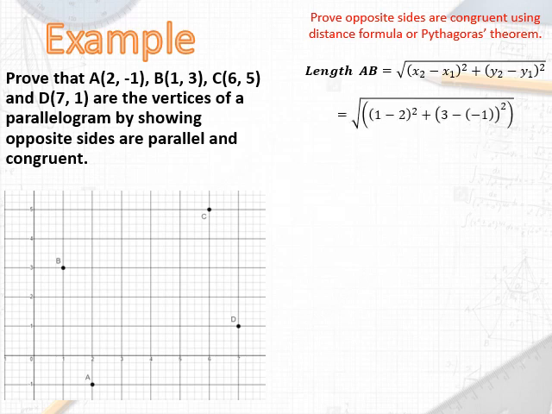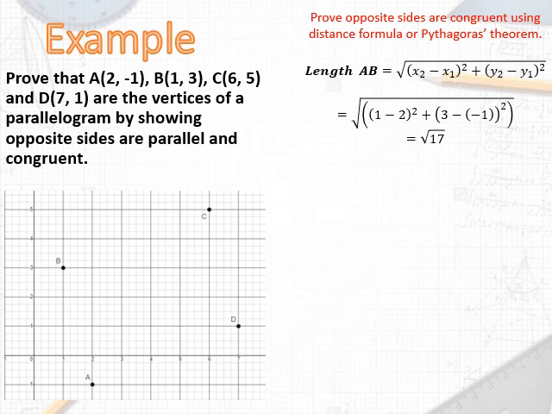So I sub in my numbers, I get 1 minus 2, which is -1, squared is +1, plus 3 minus -1, so it's going to be 3 plus 1 squared, which is 4 squared, which is 16. So 16 plus 1 is 17. Final answer, square root of 17. I'm just going to leave it in that radical form.